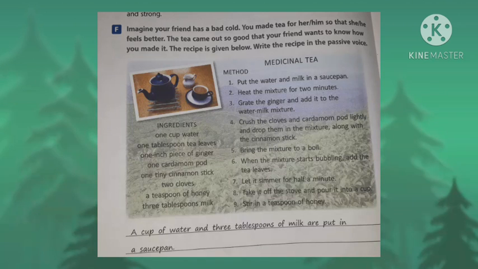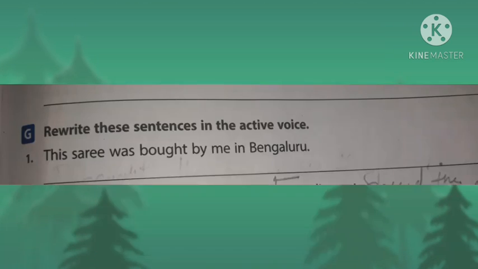Do activity F also. Then page number 101, Activity G. Rewrite these sentences in the active voice. First one: This saree was bought by me in Bengaluru. So it is simple past. I bought this saree in Bengaluru. That is the active voice of the first sentence. Find out the rest of the answers yourself.